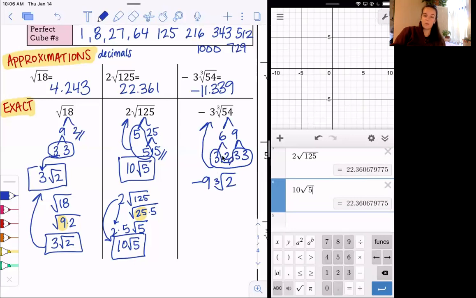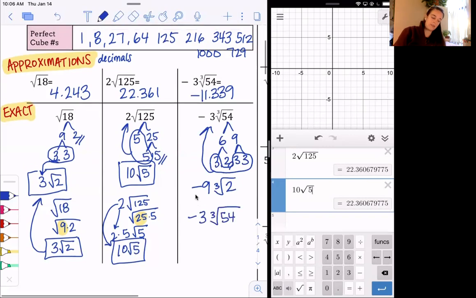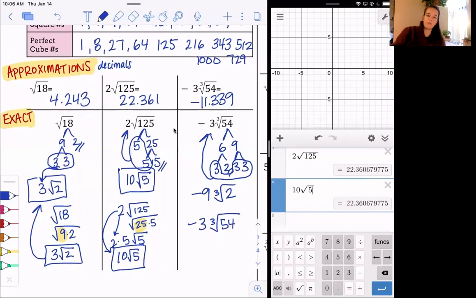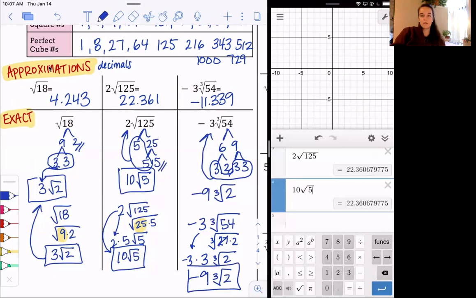If you want to keep doing it this way, you're more than welcome to. If you'd like to think about it more in this direction, we have -3 cube root 54. If I'm looking for one of the cube numbers, I know 54 is 2 times 27. So I have 27 times 2. Cube root of 27 is 3. So that 3 is coming to the outside, meeting up with the -3 here. The cube root of 2 left over. That's going to be -9 cube root 2. I want that one to look like this. Cool.